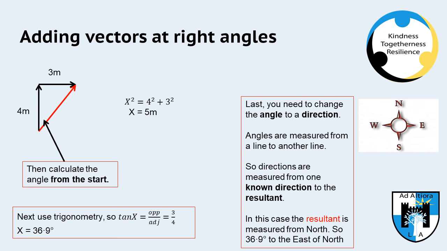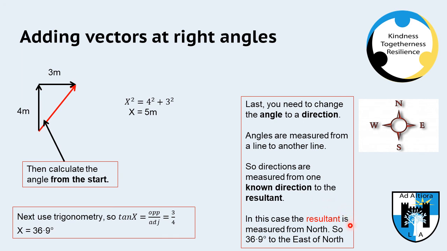So the point is that whenever you're measuring an angle, primary school, secondary school, wherever it is, you're always measuring it from a line to another line. You're measuring it between two lines. So directions are measured from a known direction to the resultant. If I just said 40 degrees to you, what does that mean? 40 degrees from where? You've got to have it from a point. Now, you can do it as a three-figure bearing, but I'm not going to talk about that at the moment.